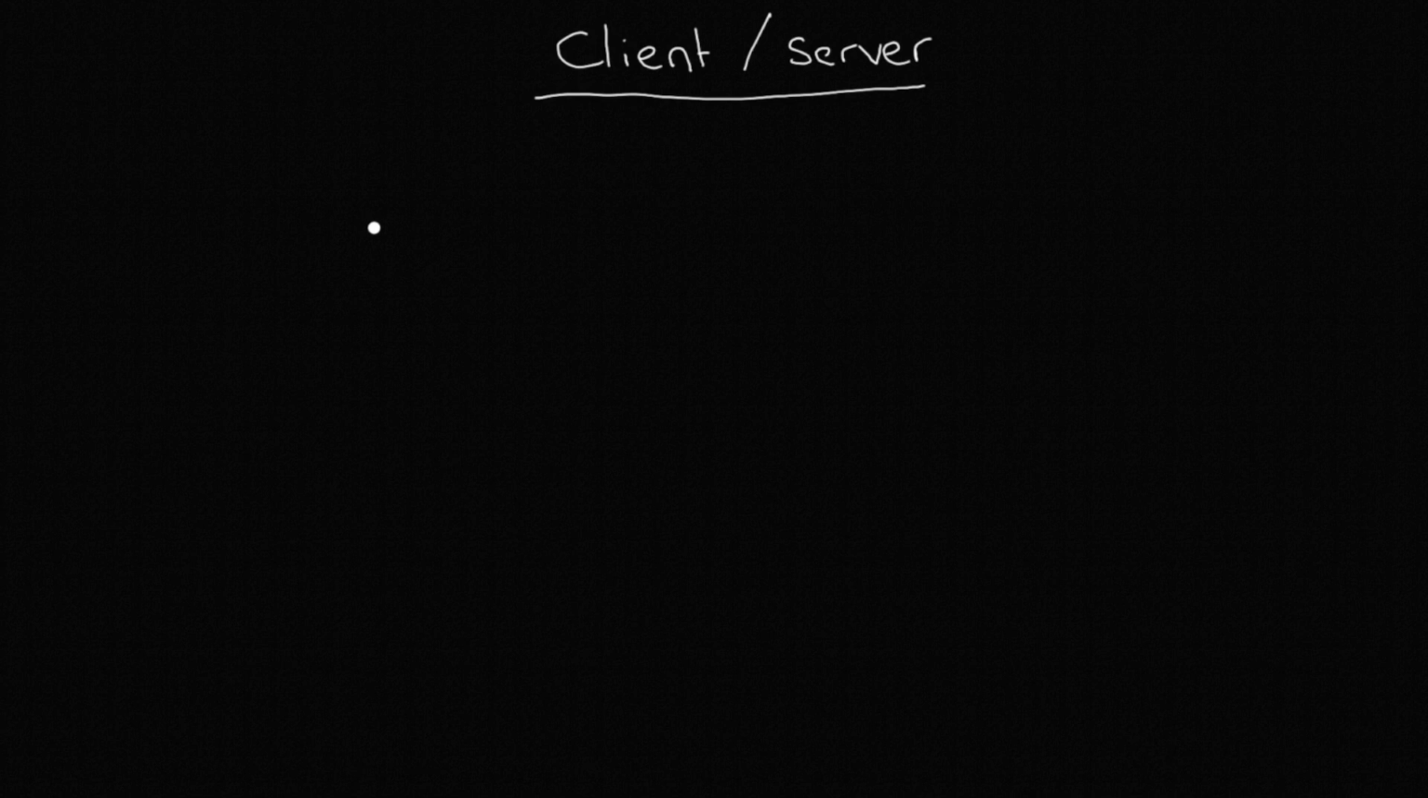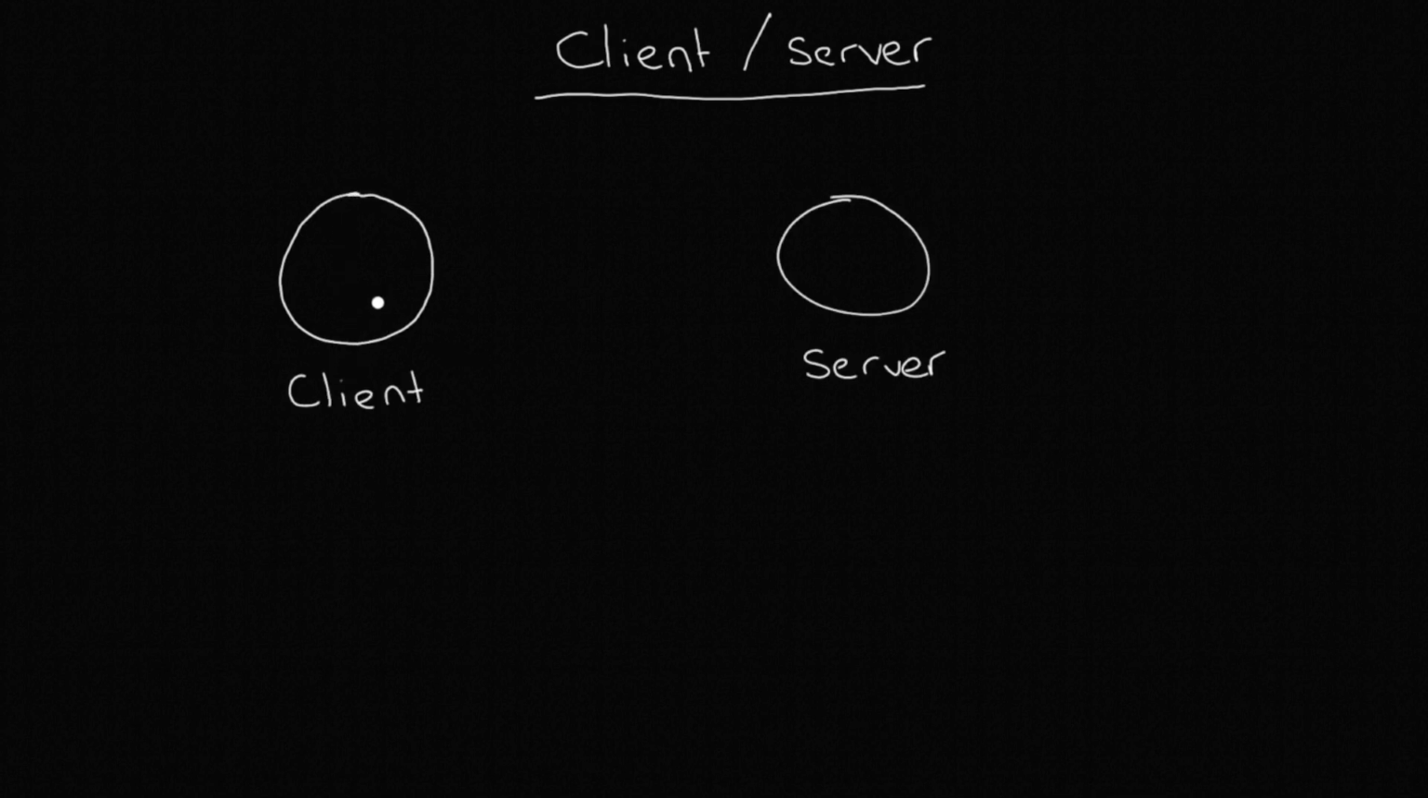So let's start off by just thinking about our client and our server. We can think of our client and server as two machines. This is my client here on the left and this is my server on the right. And my client makes a request because my client wants something. So we represent this with an arrow and this is our request.